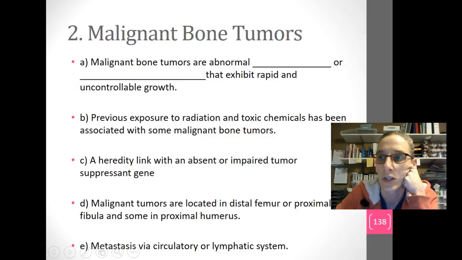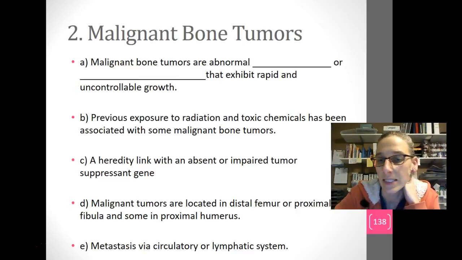But malignant bone tumors are abnormal osteoblasts or myeloblasts. Be sure you look those up so you know what they are. That exhibit rapid and uncontrollable growth. Previous exposure to radiation and toxic chemicals has been associated with some malignant bone tumors. A hereditary link with an absent or impaired tumor suppressant gene.